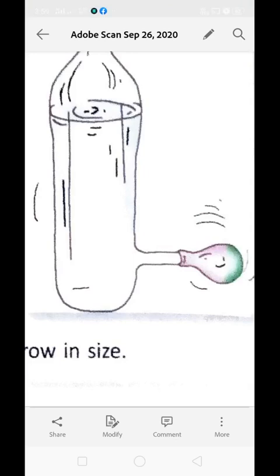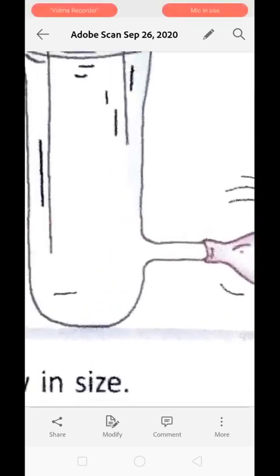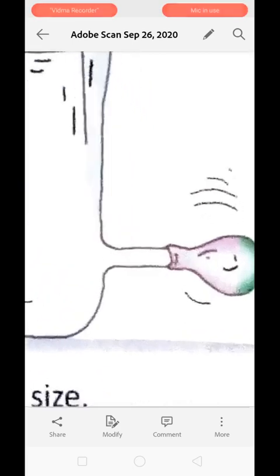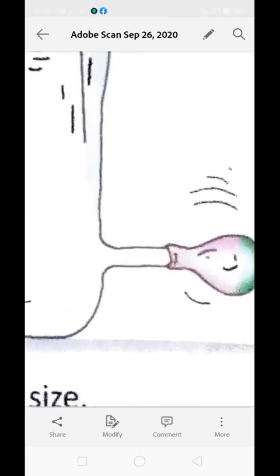You will see that as the bottle gets filled up, the balloon size is increasing. When we have poured a little amount of water, the balloon was normal. When we increased the amount of water in the bottle, the balloon started to expand. The volume of the balloon increases on pouring more water in the bottle. Why? Because water exerts pressure on the balloon to make it grow in size.